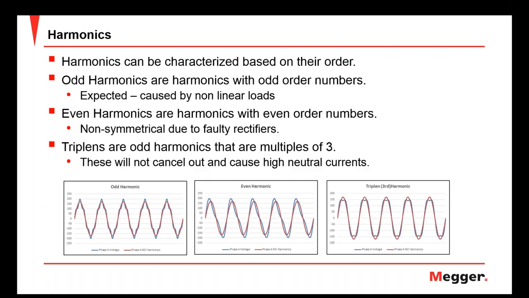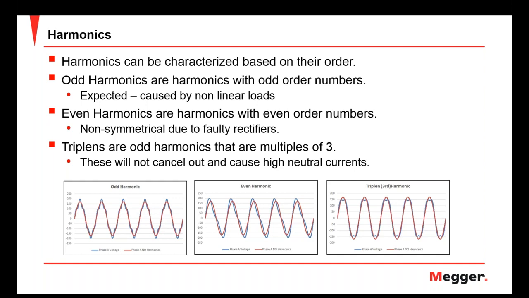When you look at even harmonics, 2, 4, 6, these are not symmetrical harmonics. And they're not normal on the system. You should not have extreme high levels of these. These should be relatively small. If you see high levels of even harmonics, this is an indicator that you may have a faulty rectifier on the system, and it's not fully rectifying the waveform plus and minus. So this is why you see an asymmetrical waveform.